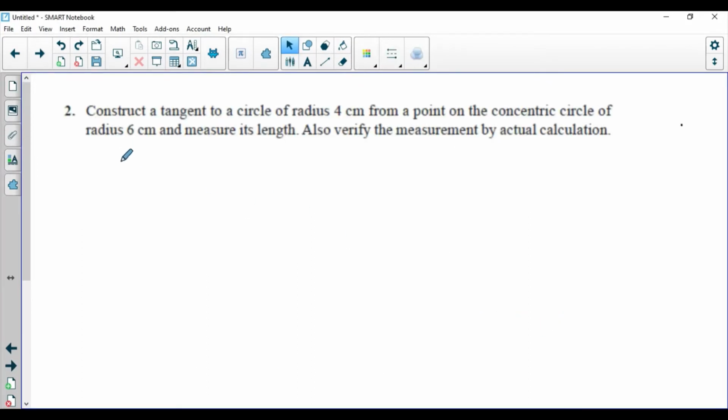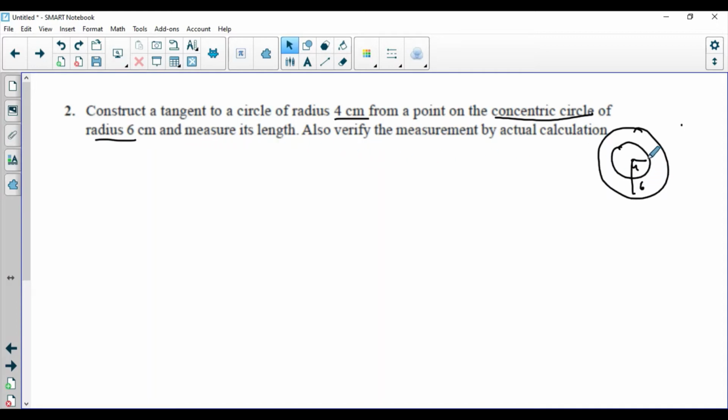Question number 2. Construct a tangent to a circle of radius 4 centimeter from a point on the concentric circle of radius 6 centimeter. That means one circle is there with radius 4 centimeter. One concentric circle is there. Concentric means both circles have the same center, and that radius is 6 centimeter.